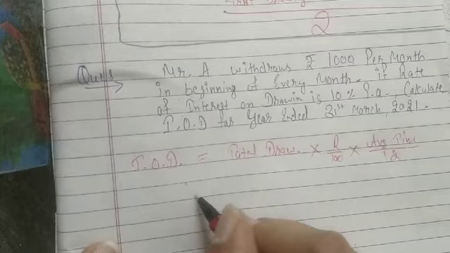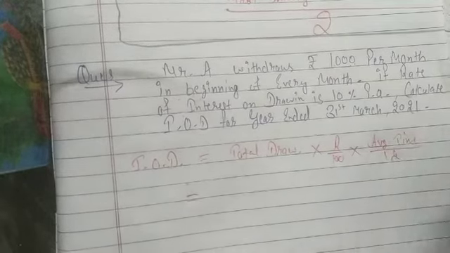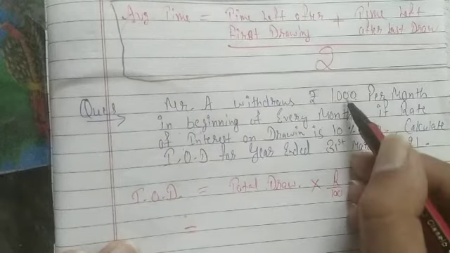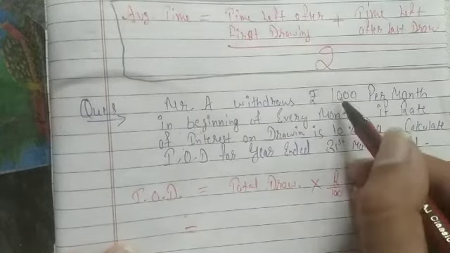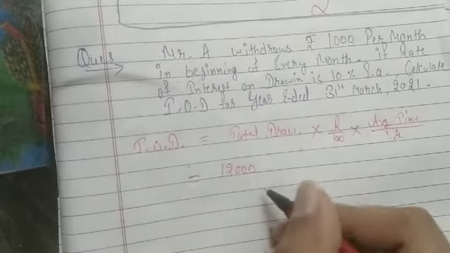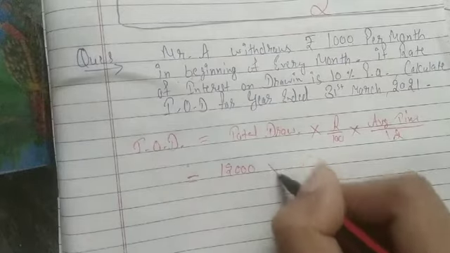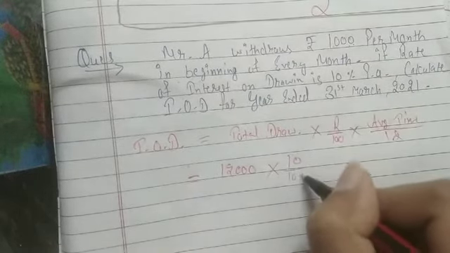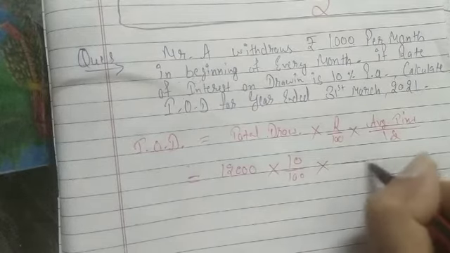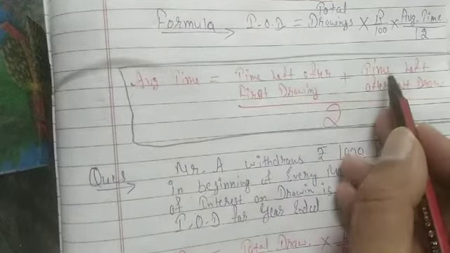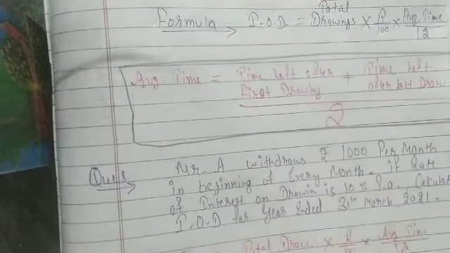Fine. See the total drawing. What will be the total drawing if 1000 per month? He is withdrawing 1000 per month. So in 12 months, how much has he withdrawn? 1000 into 12, 12,000. So total drawing will be 12,000 into rate is given 10%, so 10 upon 100, and into average time. How to calculate average time? I told you, time left after first drawing plus time left after last drawing divided by 2.